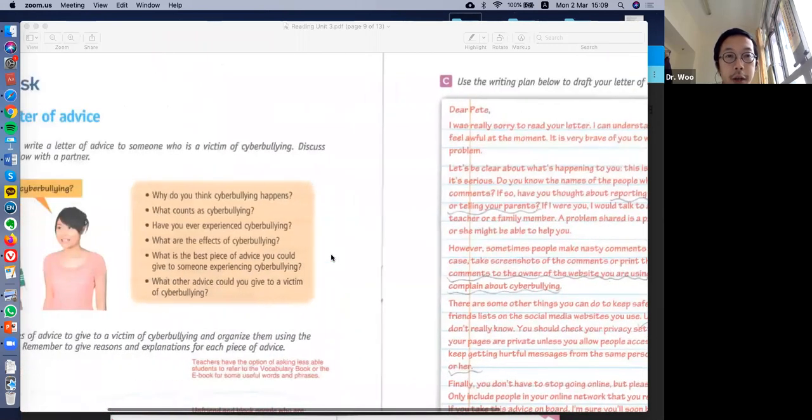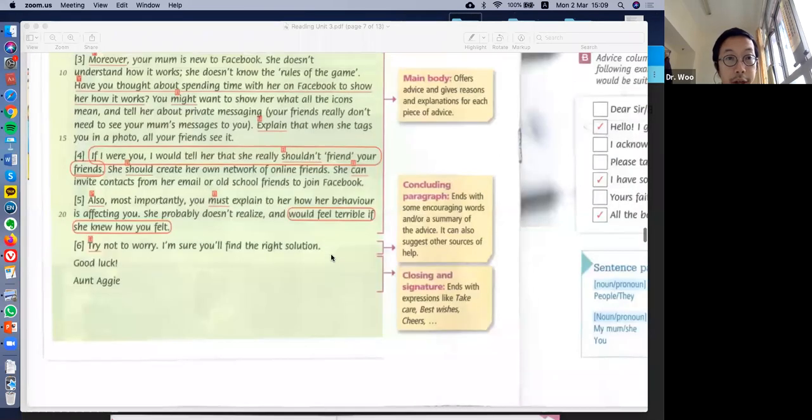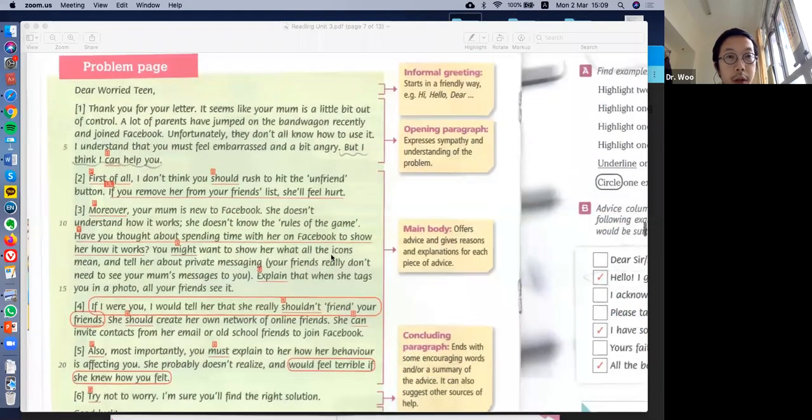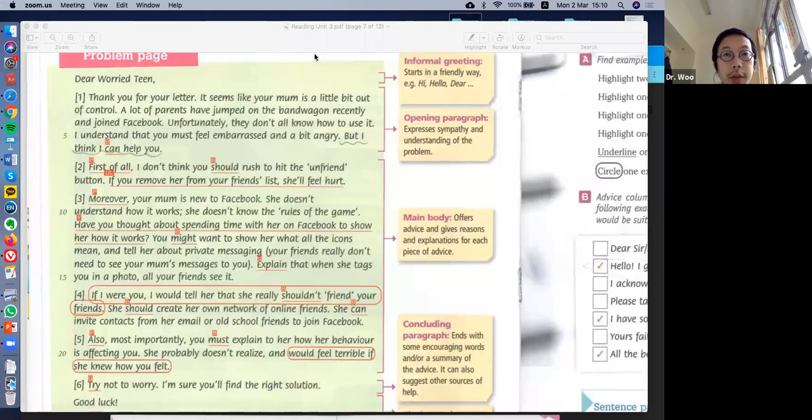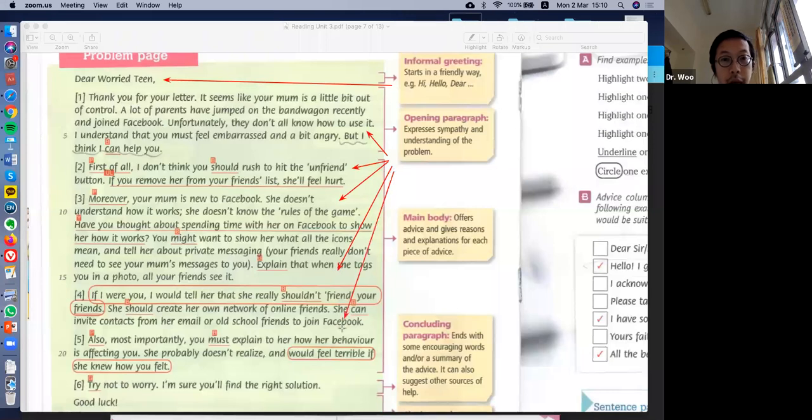Okay, so let's actually take a look at other letters of advice. So this is another letter of advice sample. It's on page 60. And you see here, again, we have a greeting. And then we have an opening paragraph where we are kind to the person, the recipient. Then we need to discuss aspects of the problem and possible solutions. And you see in all of these letters, we have 4 aspects of the problem and 4 possible solutions.